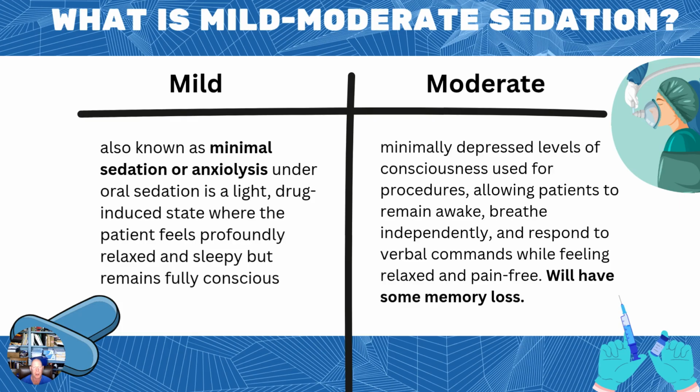So let's review the difference between three types of sedation. The first two types are mild and moderate. In mild sedation, you're minimally sedating the patient and trying to reduce their anxiety. Under this state, patients are profoundly relaxed and a little sleepy, but they remain fully conscious and they'll be able to follow commands.